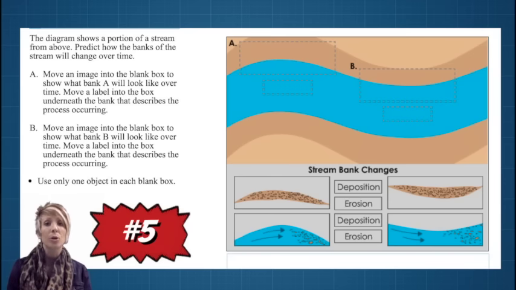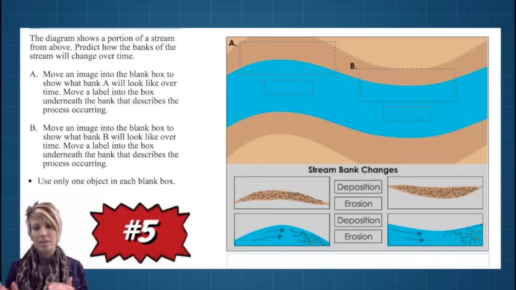Is it going to be further eroded away, or is there going to be more sediment piled up? You're going to pick the picture that you think represents what it will look like, and then you're going to move one of those words into it. Now, since you're not doing this on a computer, just kind of draw an arrow that points to what should go in those boxes. What's part A going to look like? What's the process that occurs that's causing that?